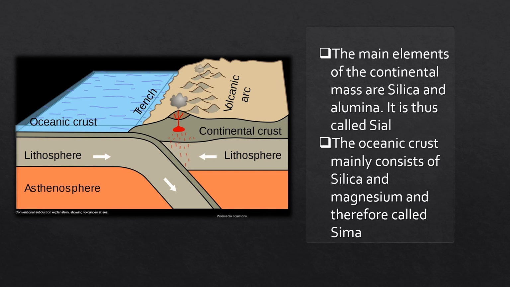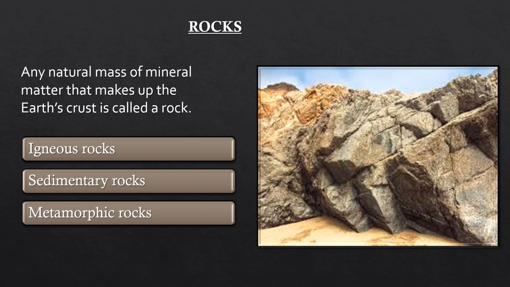Now just like the core, the crust is also categorized as continental crust and oceanic crust. So the main mineral elements of the continental crust are silica and alumina. Now look at this picture. All continental mass that is in brown color is silica and alumina and therefore it is known as Sial. And the main elements of oceanic crust consist of silica and magnesium and therefore it is known as Sima. We have understood the layers of the earth. Now let us start the concept of rocks.